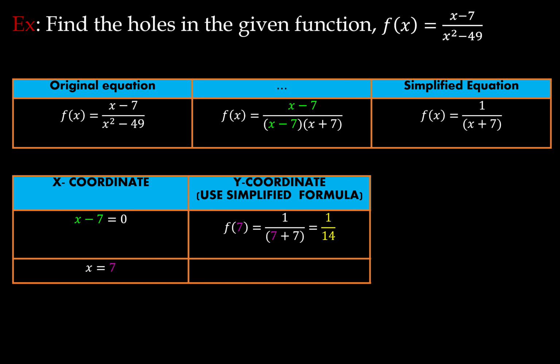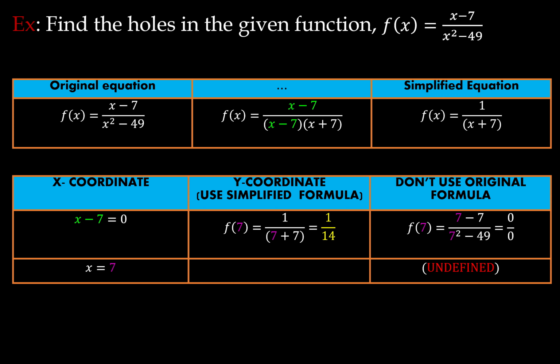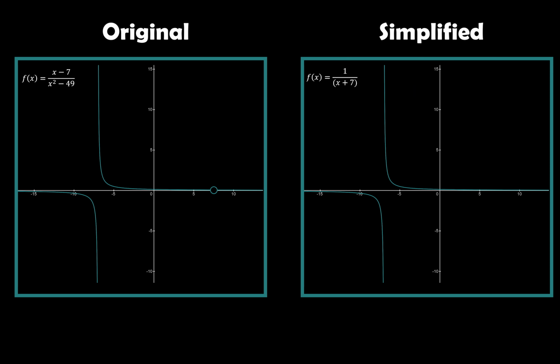If I input my x value into my non-simplified equation, it will result in a 0 in both the denominator and numerator, and this is unacceptable. So my hole is at 7, 1 over 14. I want us to look at the graph of the original equation versus the simplified equation. They're actually exactly the same, except that the original equation has a hole at 7, 1 over 14.